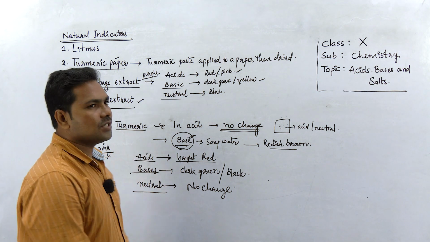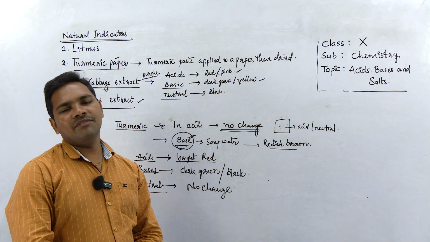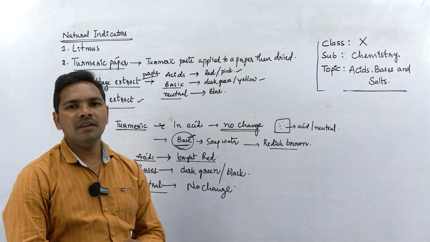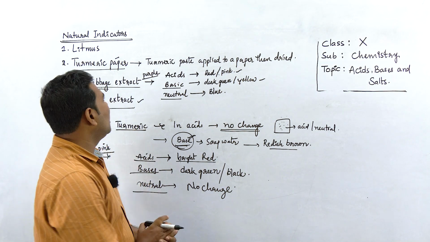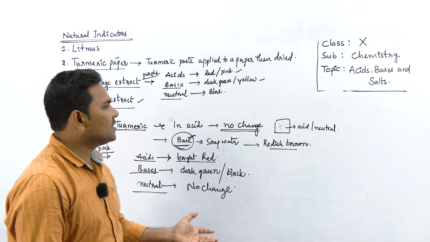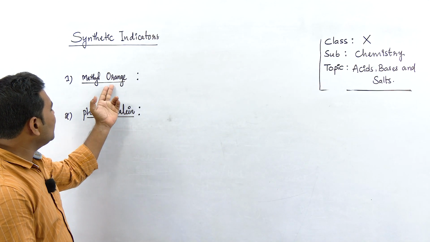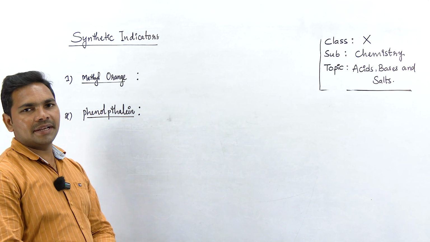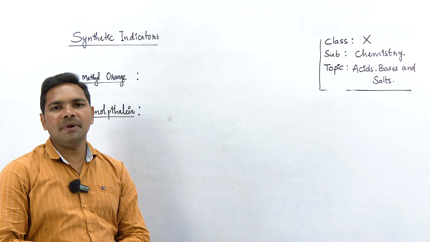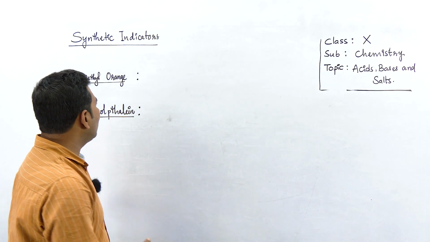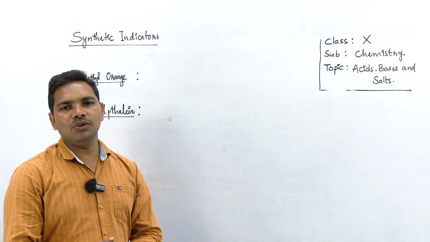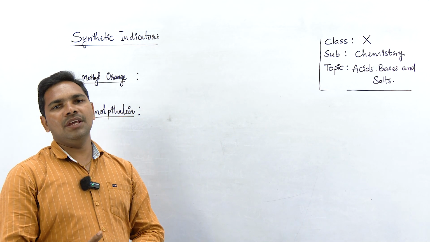Along with these natural indicators, there are also a few man-made indicators which are more effective and more reliable to identify the nature of the solution. What are those artificial or man-made indicators, which are also called synthetic indicators? We will discuss now. So, the two important synthetic indicators. Synthetic indicators are artificial indicators, prepared from different other substances, which also change their color in different acid solutions and base solutions in order to indicate their nature.